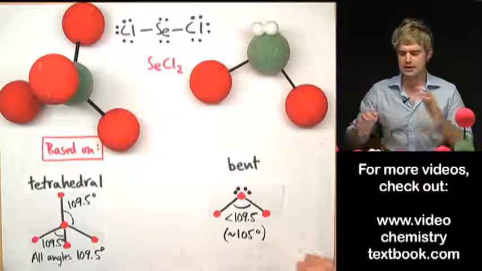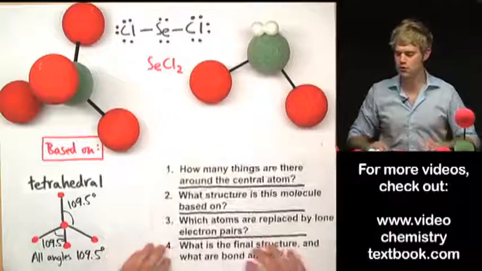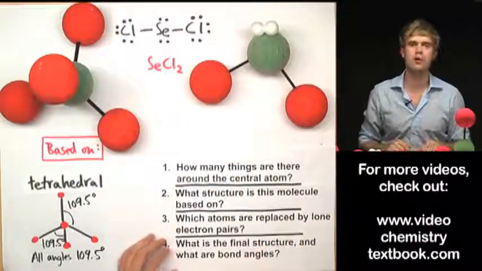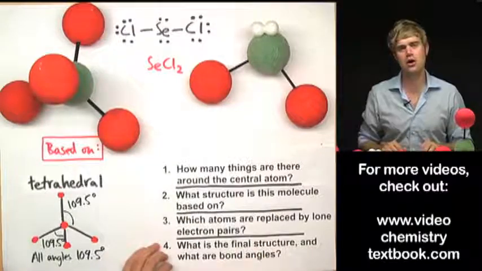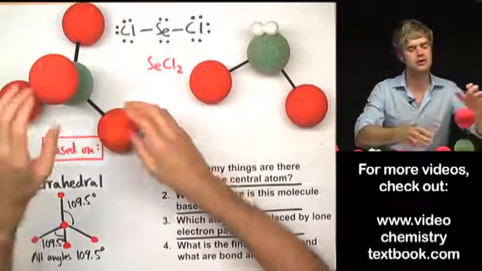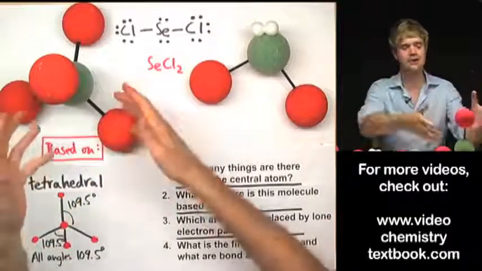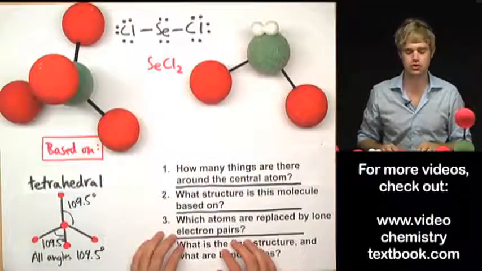Anyway, these steps that I keep talking about are the ones you always want to go through every time you're looking at a Lewis structure and figuring out what the VSEPR shape is. Once you get the hang of it, it's really not that hard. You think about the structure that the molecule is based on, and then you just figure out how many of the atoms are not there, how many of the atoms have been replaced by lone electron pairs, and that will tell you what the final structure is.